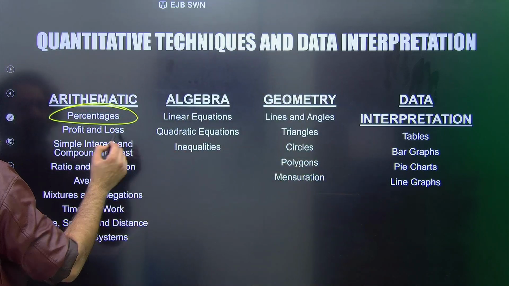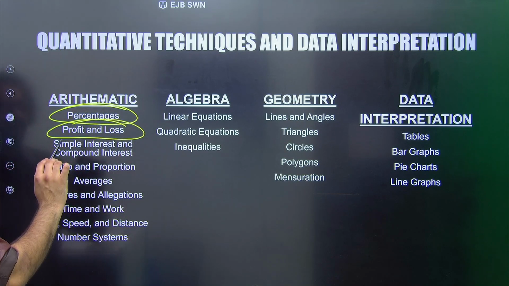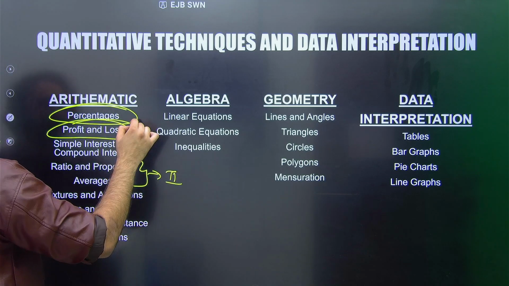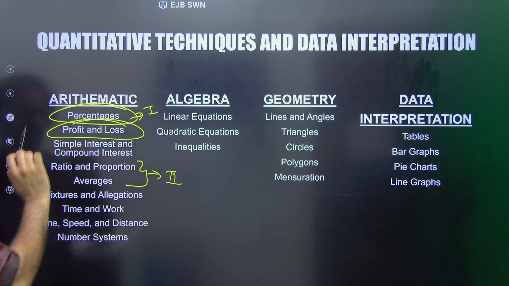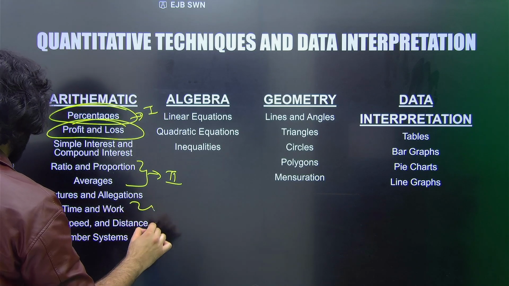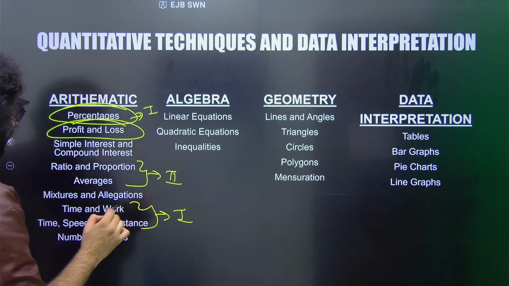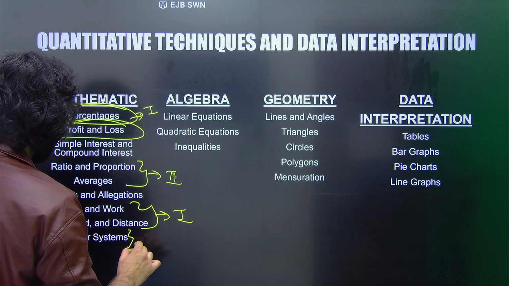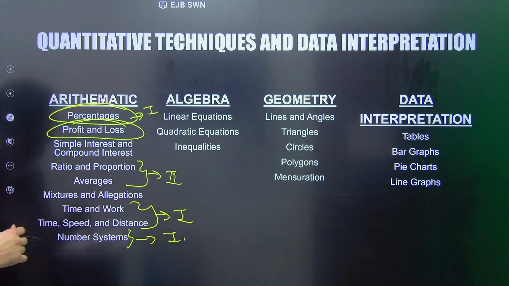Apart from percentage, we have profit and loss. Now keep in mind, ratio and proportion I would put in the second category. Percentage, profit and loss I would put in the first category. Once again, time and work and time, speed, distance would be there in the first category itself. Number system is another one in the first category all over again.